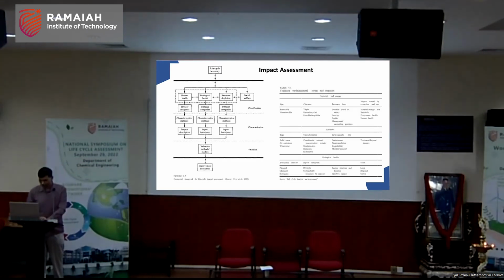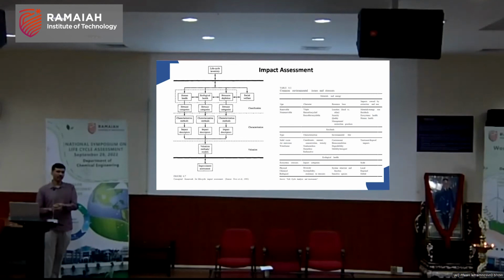So this is the impact assessment diagram. If you look at the impact assessment diagram, here are the basic things they will be taking: human health, ecological health, resource depletion, social welfare, and many other components. So this completes the brief overview of life cycle assessment.